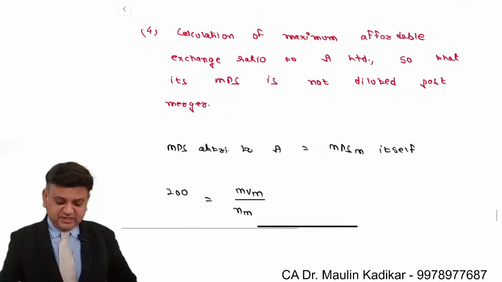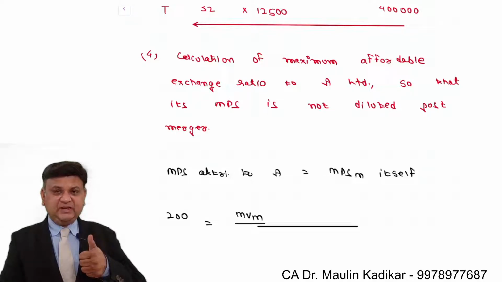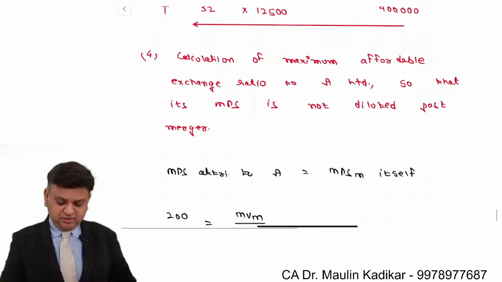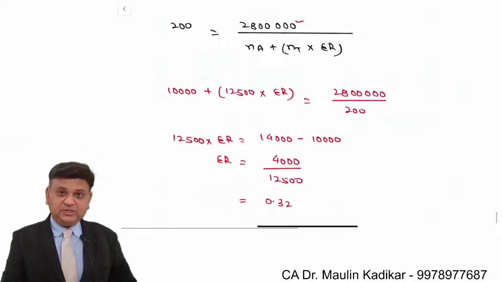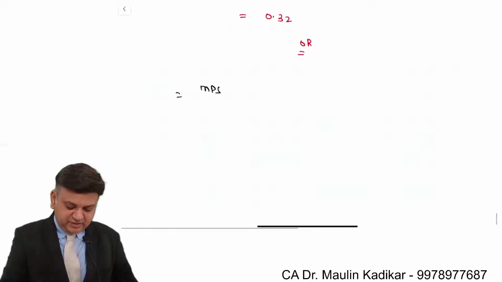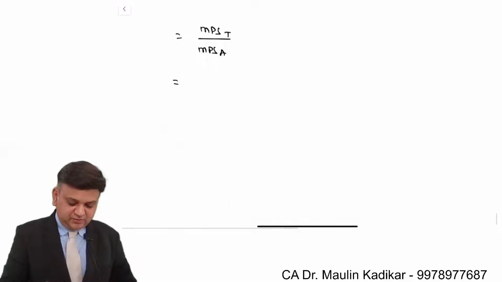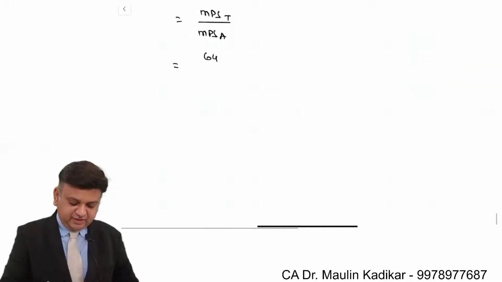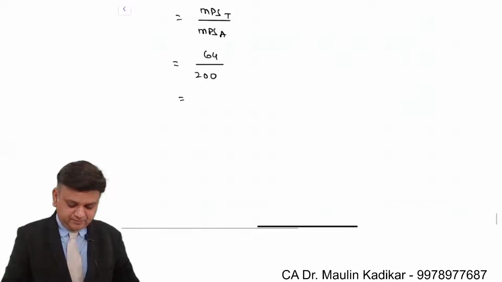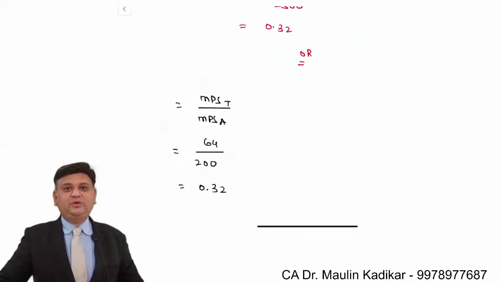However, at the same time, we understand two conditions are satisfied for applying the shortcut method. One is the break-even situation, and the second is there is no benefit or gain due to merger. So what we can do, we can make the calculation of the answer like this. It will be found as MPS of T upon MPS of A. What is MPS of T? It is 64 divided by MPS of A, which is 200. So it is 0.32. This is the way we are required to calculate the answer.